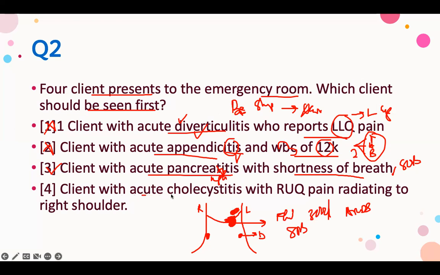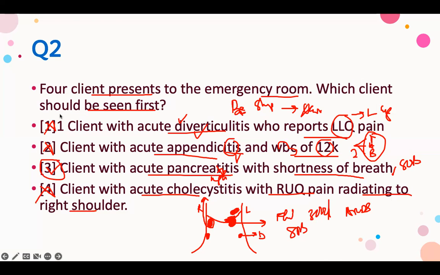A client with acute cholecystitis, we got to check our last one and make sure we don't have anything that will make B not that great. So you're looking for other things too. Cholecystitis with right upper quadrant pain radiating to the right shoulder. This is the right upper quadrant, where the gallbladder is. If you have inflammation here, it will go to your right shoulder. This is an expected finding. So 3 is the right answer if you are being sharp.